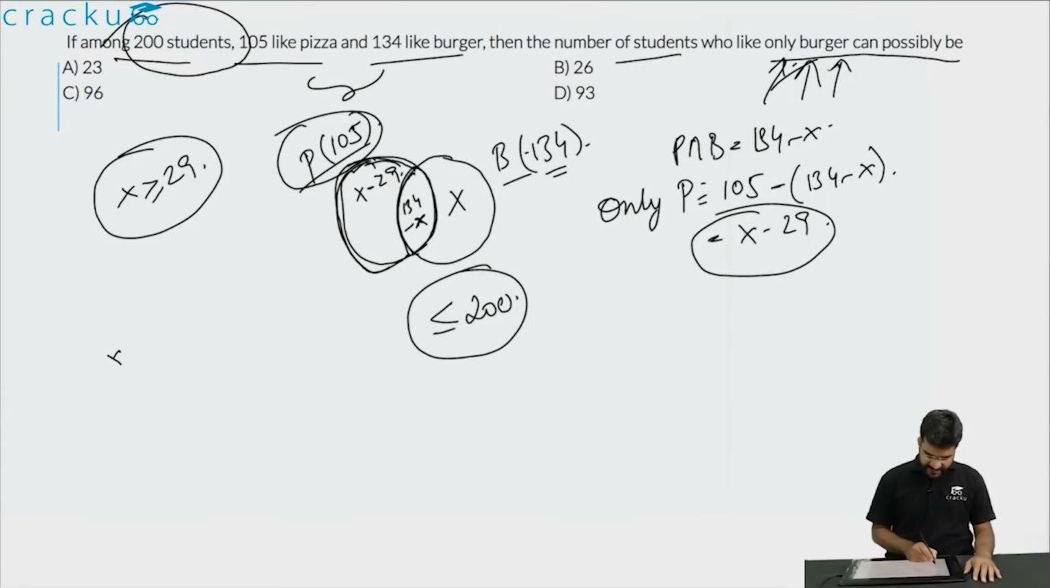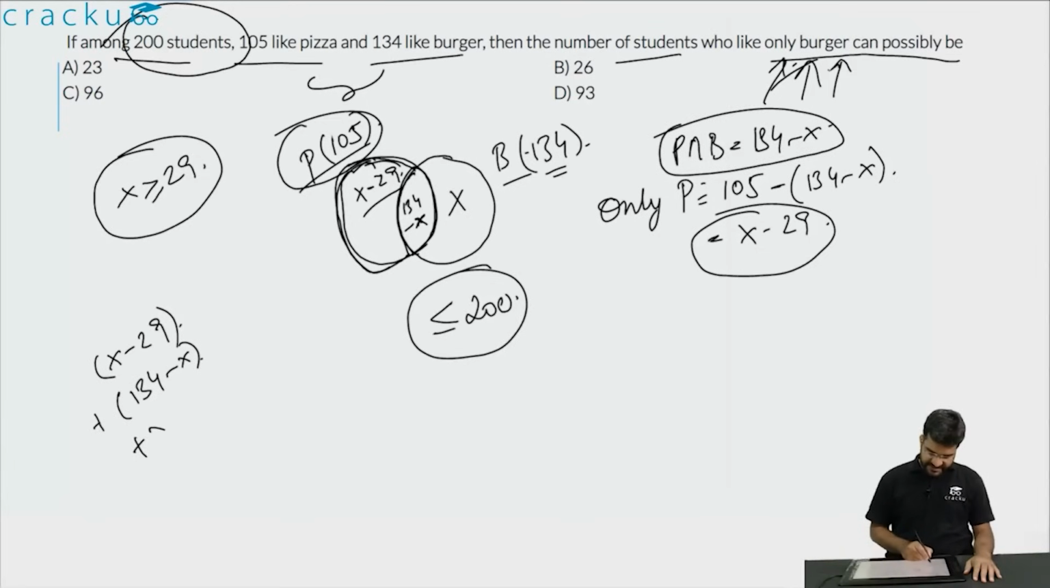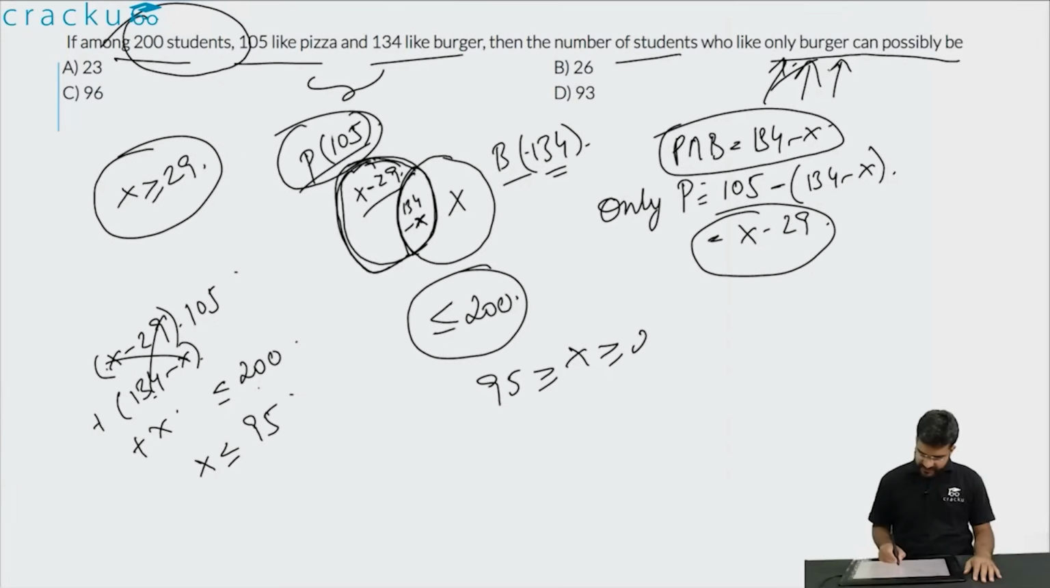If you calculate it, that will be x minus 29, the number of students who like only pizza, plus 134 minus x, the number of students who like both pizza and burger, plus x, the number of students who like only burger. This has to be less than or equal to 200. If you simplify x minus 29 plus 134 minus x, this will equal 105. So 105 plus x is less than or equal to 200, or x is less than or equal to 95. So you know that 95 is greater than or equal to x, which is greater than or equal to 29. This is the interval within which the number of students who like only burger falls.